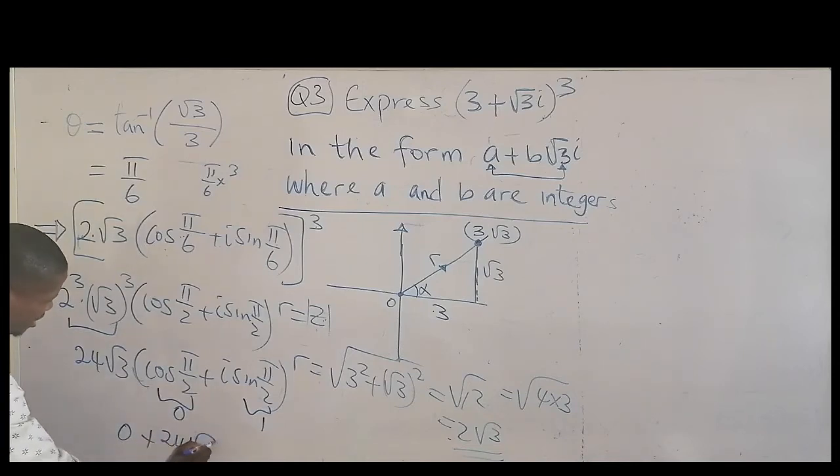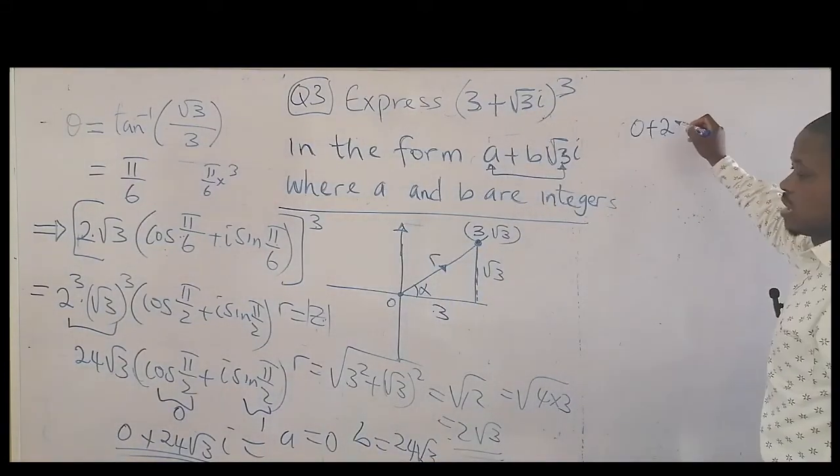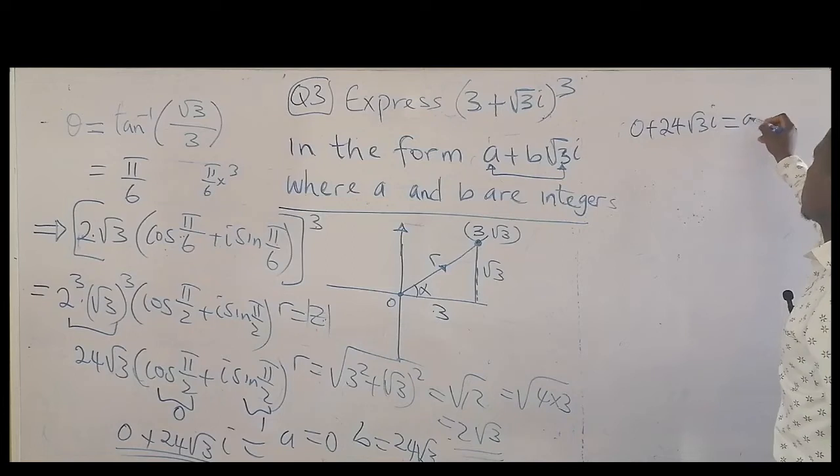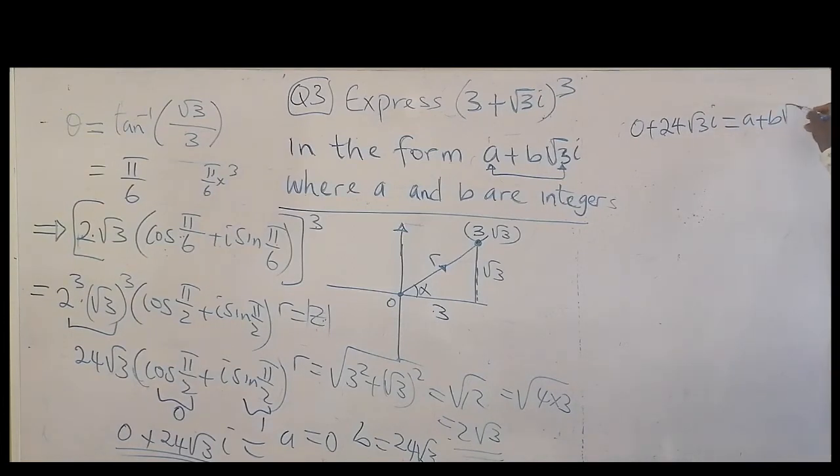So open the brackets, so just add 0 + 24√3 i. You correspond your answer 0 + 24√3 i equal to a + b√3 i. So equate the equation together. a is 0 and then b is what? The attachment to your i, you can see, okay, b. So b is 24. Okay, so that's that on this question.